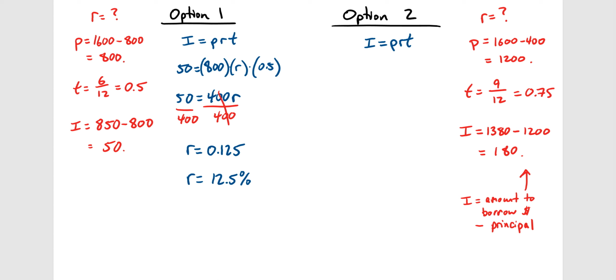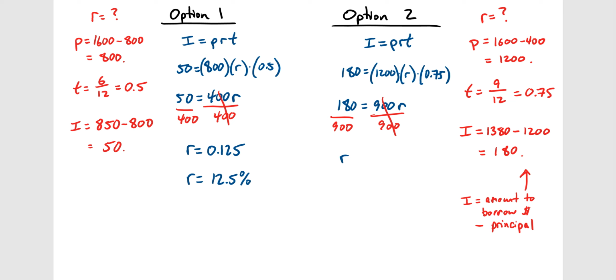And we can go ahead and plug everything in. I is 180. P is 1,200. We are looking for R, and T is 0.75. So simplifying the right-hand side, 1,200 times 0.75, that's going to give us 900. Divide both sides by 900 to solve for R. And that's going to end up giving us 180 over 900 is 0.2. As a decimal, that gives us, move the decimal over 2 to the right. We have to add in another 0, so that's going to end up being 20%.